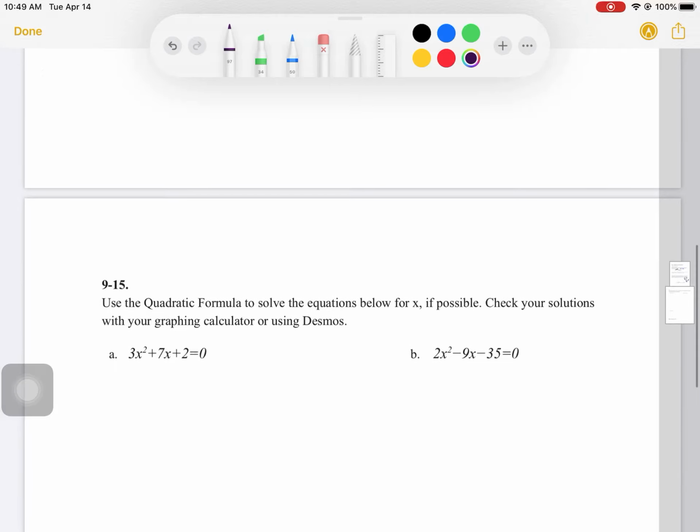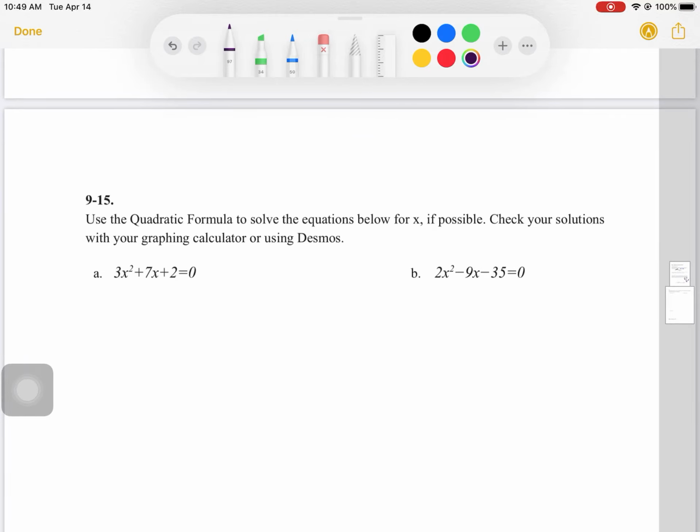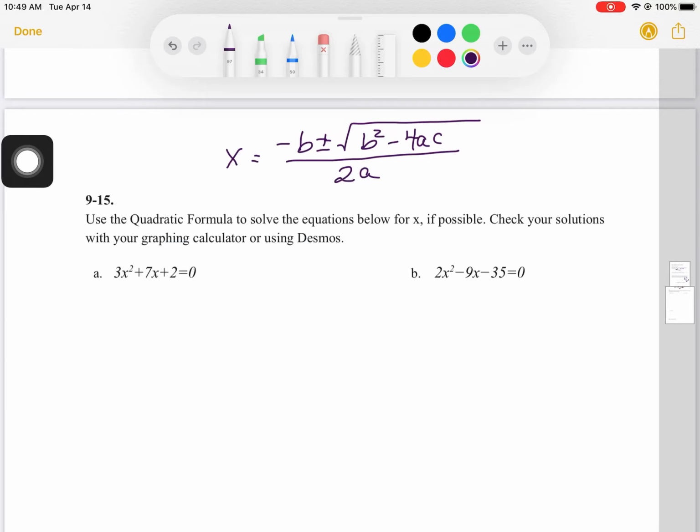All right, so all we're doing today is putting into practice the quadratic formula. So at the top of this page, I'm just going to write it again. X equals the opposite of b plus or minus the square root of b squared minus 4ac all over 2a. So I'm going to put it into practice here. I've got 3 examples, and then that's it. It'll be a shorter video for today.